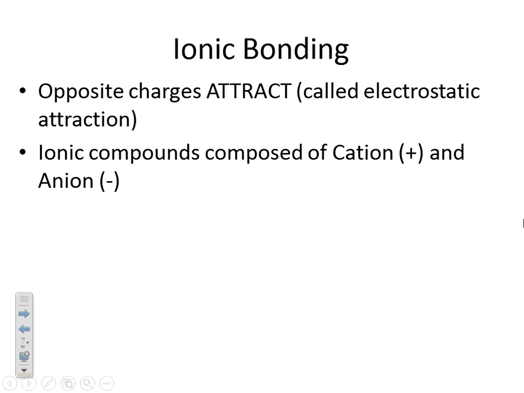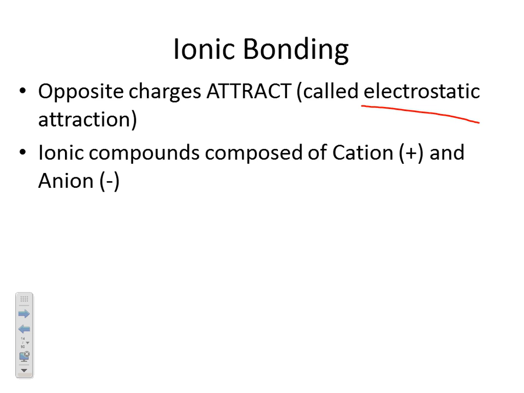So what is ionic bonding? Ionic bonding, with the word ion in the title, should automatically tell you that we're going to be talking about ions, and we're going to be talking about things that have charges. We know that opposite charges attract. This attraction between opposite charges is actually called electrostatic attraction. So if you ever see that term, know that that just means the positive being attracted to a negative.